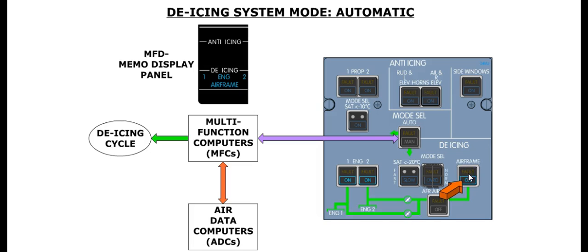When the Mode Select Auto push button is released out, the de-icing system is operating in the automatic mode. The cycle selection is determined by the two air data computers, and both multifunction computers. The Mode Select Auto push button is normally in the released out position. A cyan airframe message is displayed in the de-icing area of the memo section of the MFD, when the airframe de-icing system is selected on.